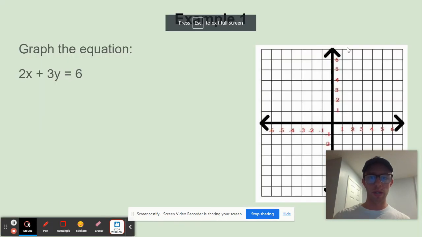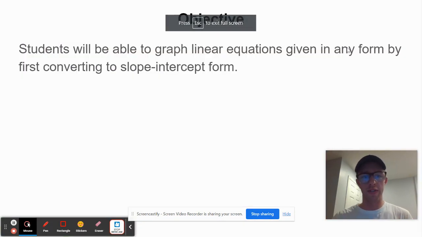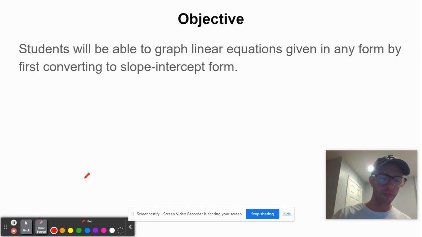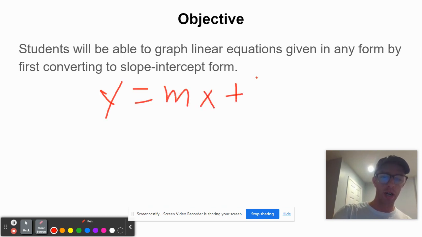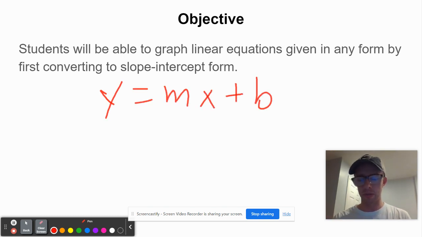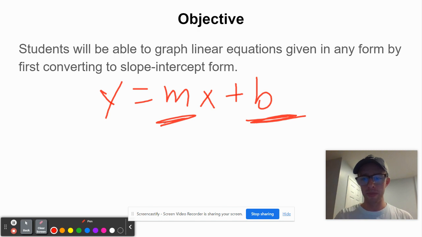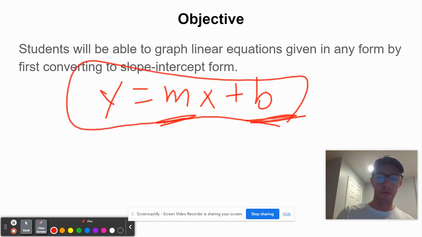All right, everyone, welcome to this video where our objective is that students will be able to graph linear equations given in any form by first converting to slope-intercept form. Slope-intercept form is this version of a linear equation, y equals mx plus b, where we have the y-intercept b and the slope m. And so it's really easy to graph once we have it in that form. And so we always prefer to change to this before we graph.